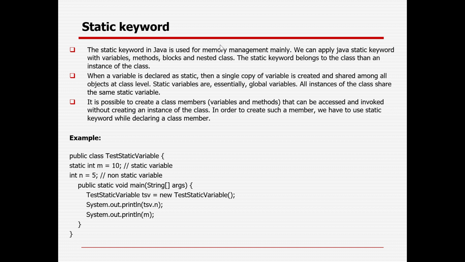So, the static keyword. What is the importance of the static keyword? The static keyword in Java is used mainly for memory management. You can apply the Java static keyword with a variable, method, block or nested class. The static keyword belongs to the class rather than to an instance of the class. When a variable is declared static, a single copy of the variable is created and shared among all the objects at class level. Static variables are essentially global variables. All instances of the class share the same static variable. It is possible to create class members that can be accessed and invoked without creating an instance of the class. To create such a member, you have to use the static keyword while declaring it.